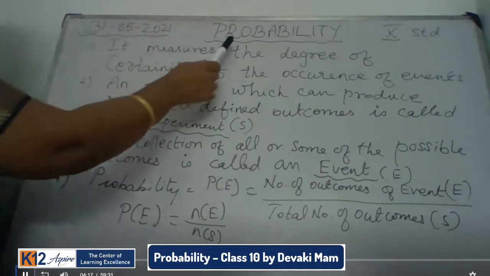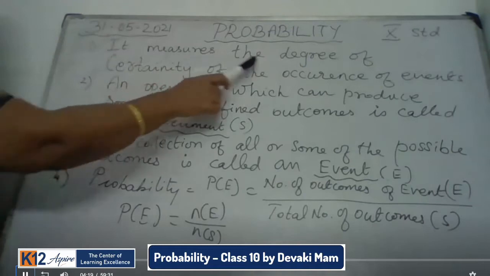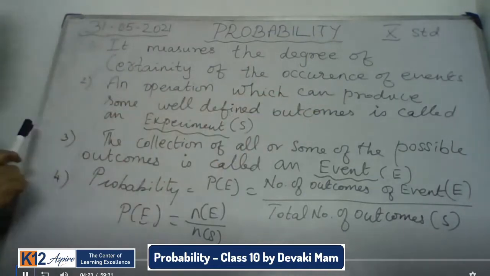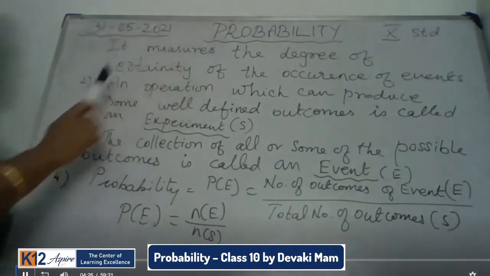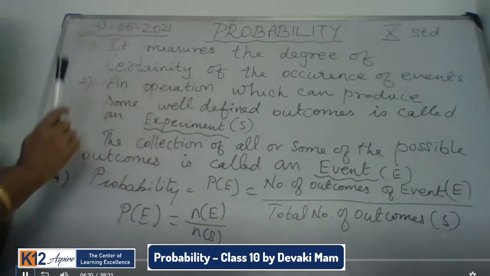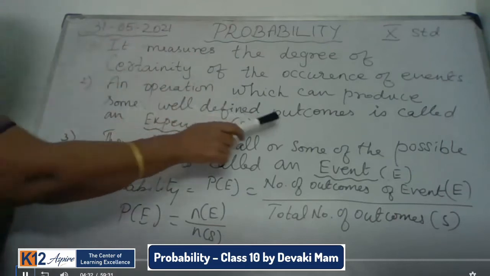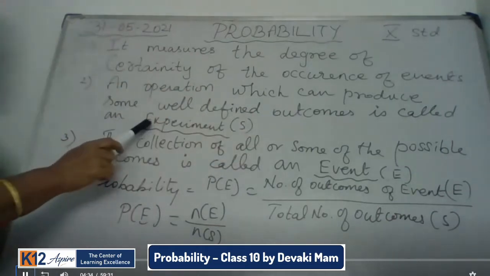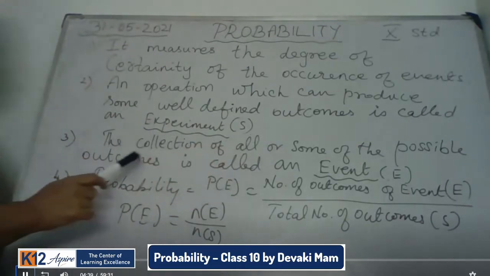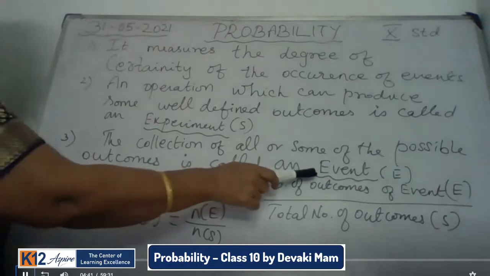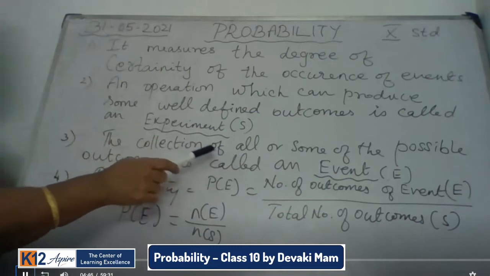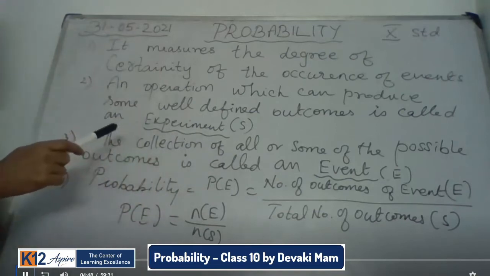The term probability measures the degree of certainty of the occurrence of all the events. So this is the definition for probability. Next, an operation which can produce some well-defined outcomes is called an experiment. And the collection of all or some of the possible outcomes is called an event. So these are the three important terms we need to learn in this chapter.